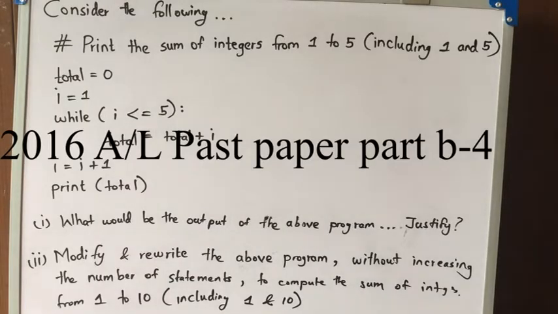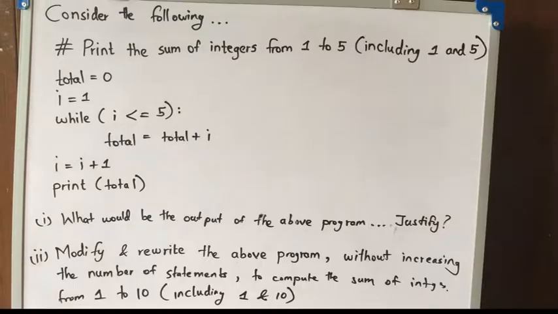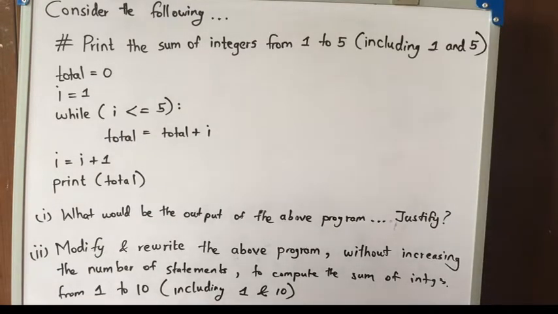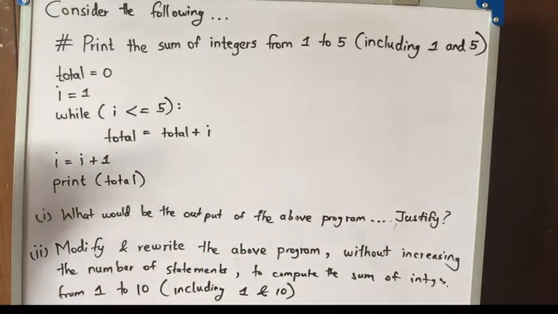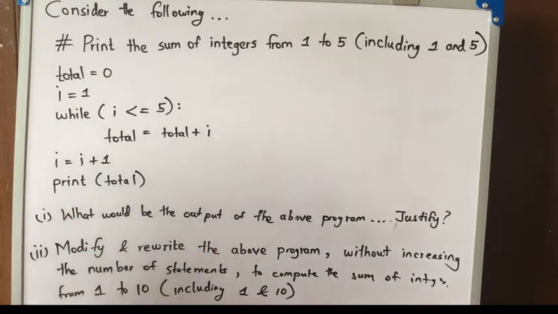Okay, so this is the next question we have. This is also a part 2 question. There are two questions here. What would be the output of the above program? Justify. And then modify and rewrite the above program without increasing the number of statements to compute the sum of integers from 1 to 10.